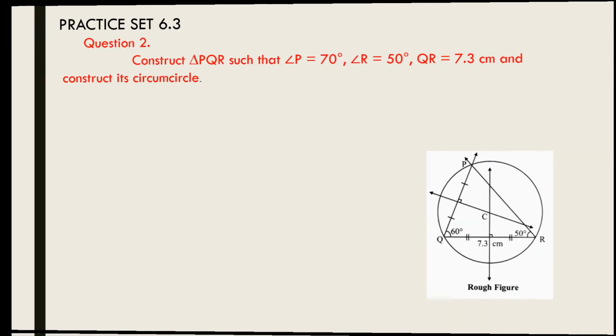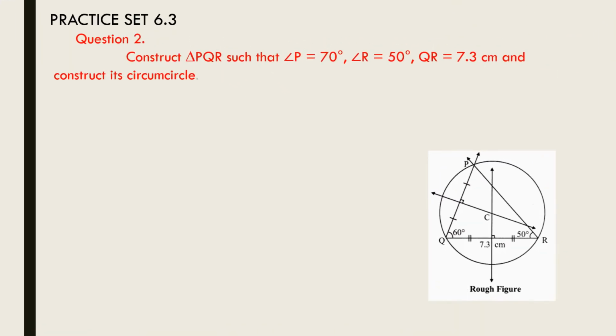Question number 2. Construct triangle PQR such that angle P is equal to 70 degree and angle R is equal to 50 degree and QR is equal to 7.3 centimeter, and construct its circumcircle. And in this question, here QR is given but angle Q is not given. Therefore, you have to find the third angle, angle Q.